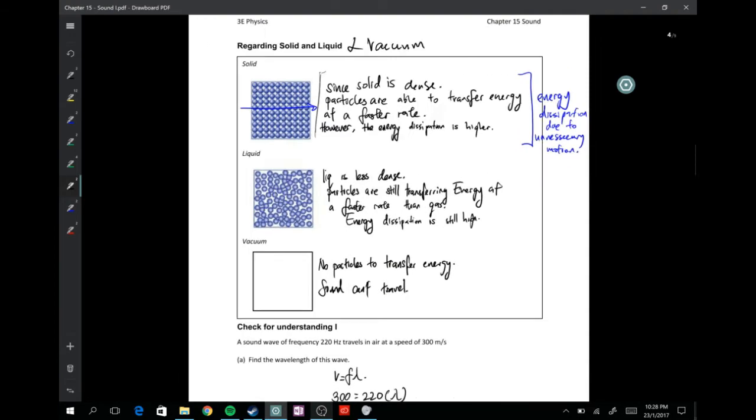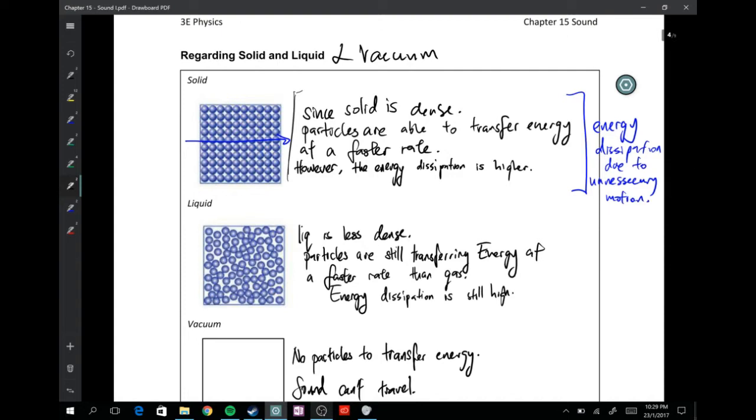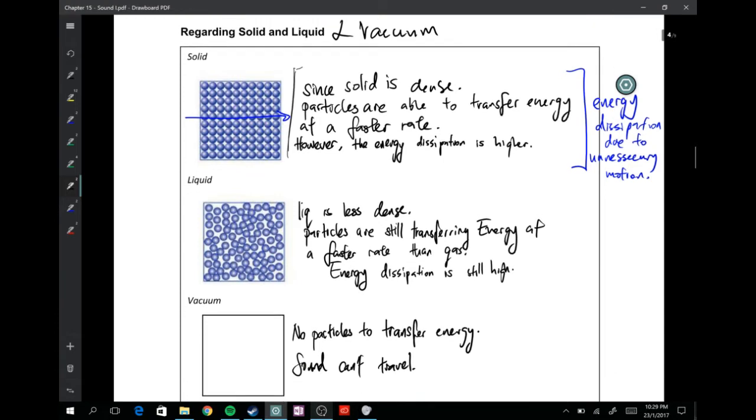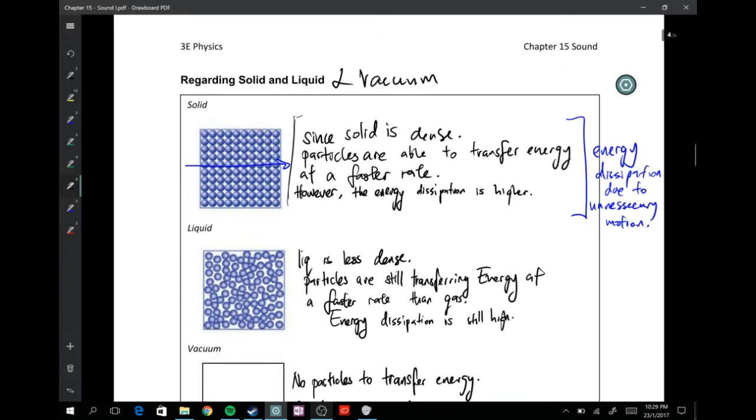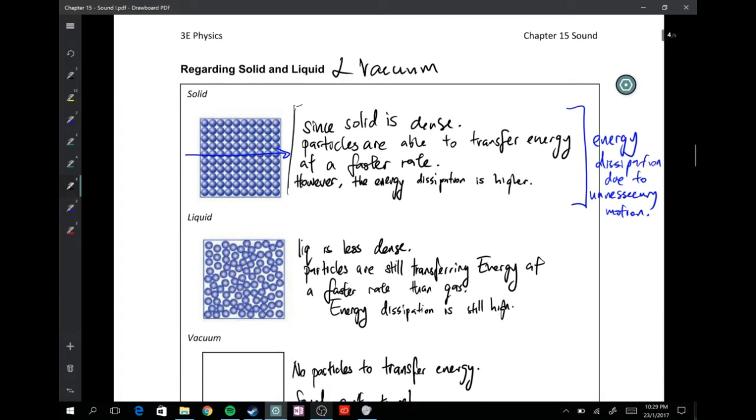Now let me zoom in. Particles are able to transfer energy at a faster rate. I linked this to the idea of KE. Assuming that the particles only possess KE at this point, if they can transfer energy at a faster rate, that will also mean that the KE is probably higher. So I need y'all to add this point.